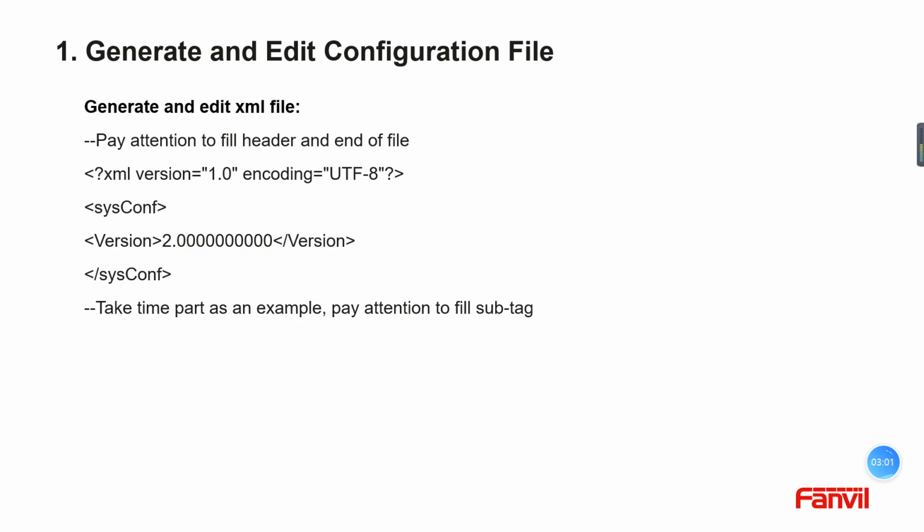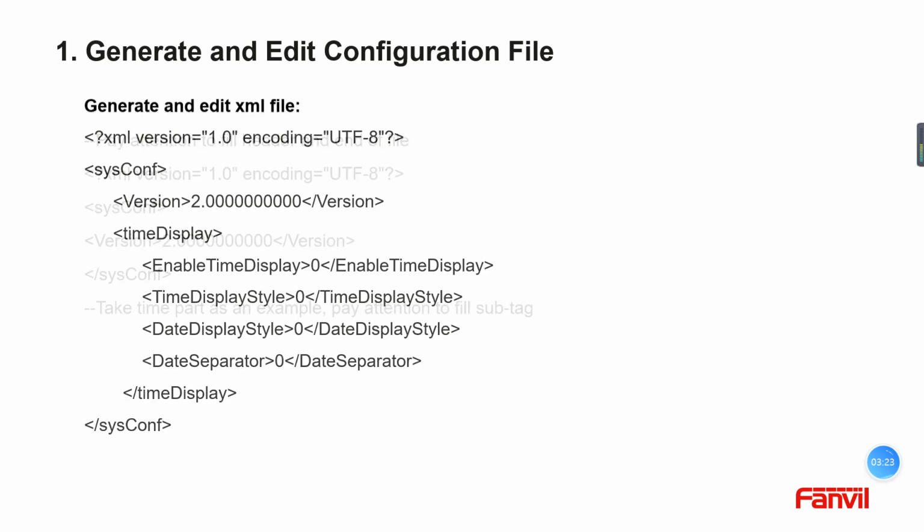Next, let's introduce how to generate and edit an XML file. When generating an XML file, we should pay attention to making the header and the end equal. Take time setting as an example. Here is the header, time display, and it also ends with time display. And the middle part is about the time setting parameters.